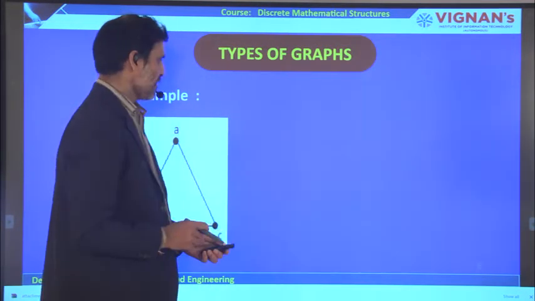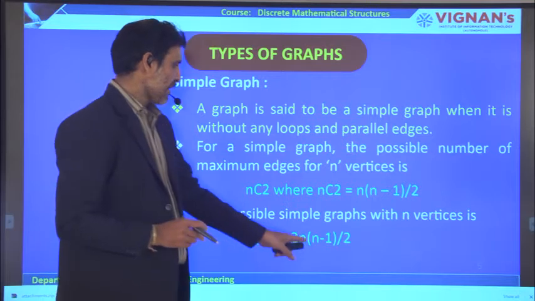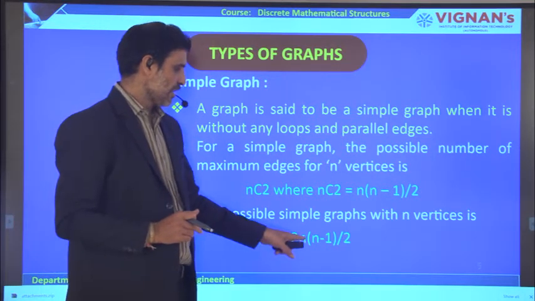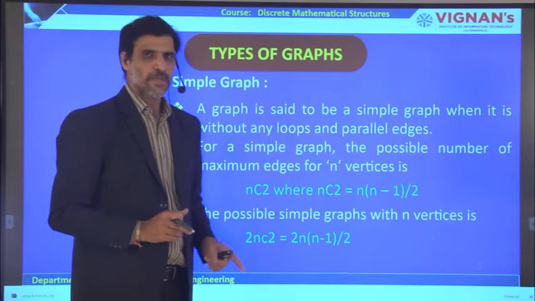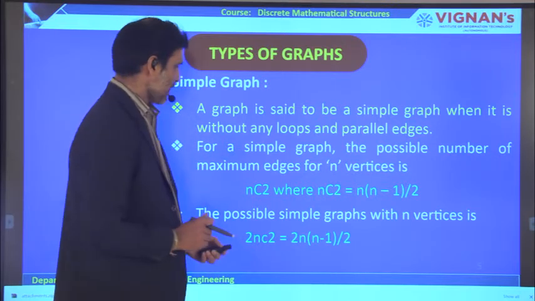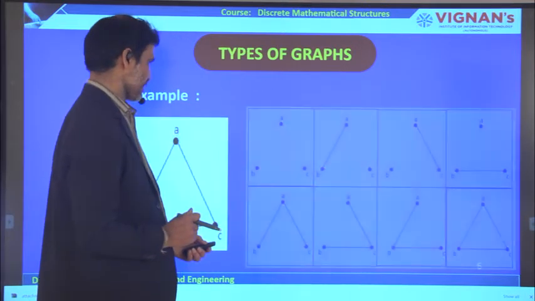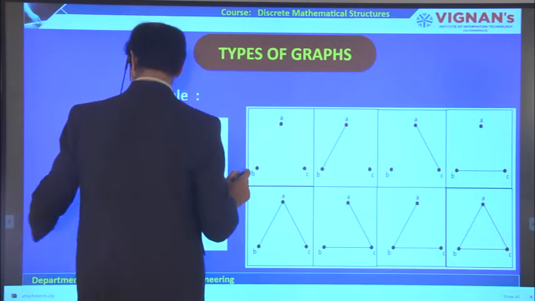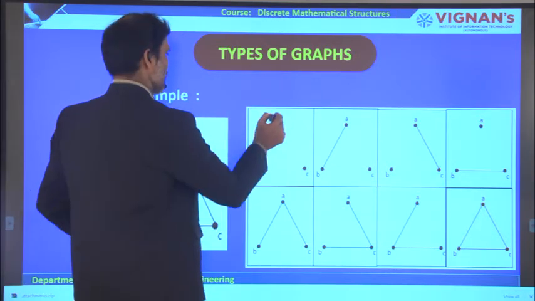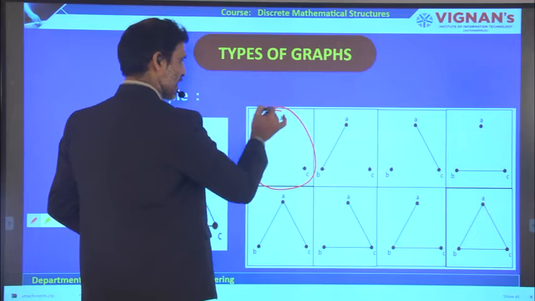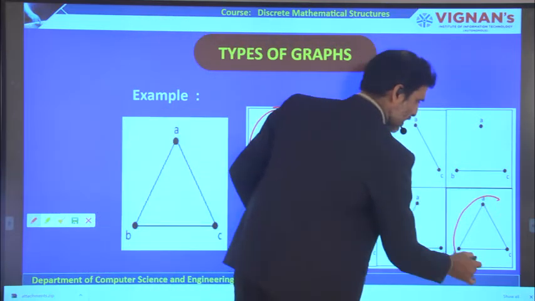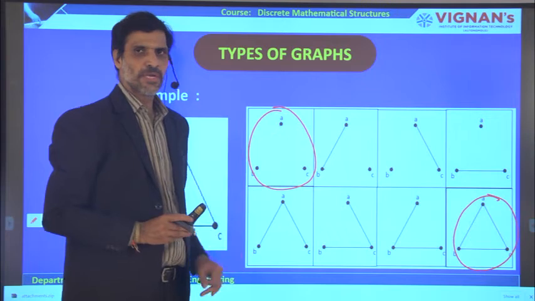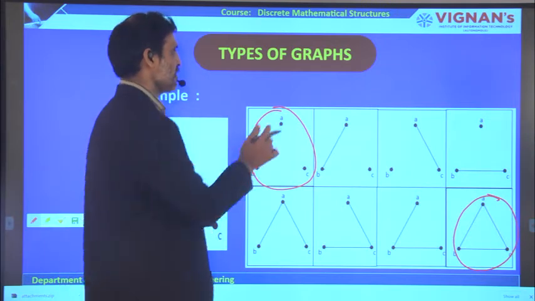So coming to the formula 2 into n(n-1)/2, you will get totally 2 into 3 minus 1 by 2, so you will get it is equal to 6. But we can take the null graph also. If you do not include this null graph and this graph, other than these two graphs, it consists of how many graphs? Totally 6 graphs. That is what we have taken in the formula.